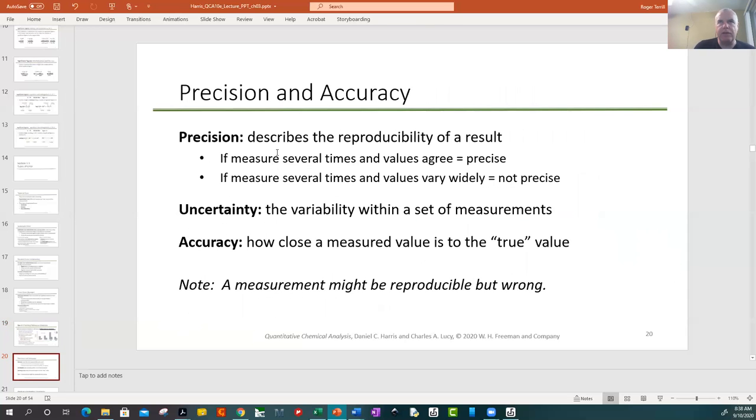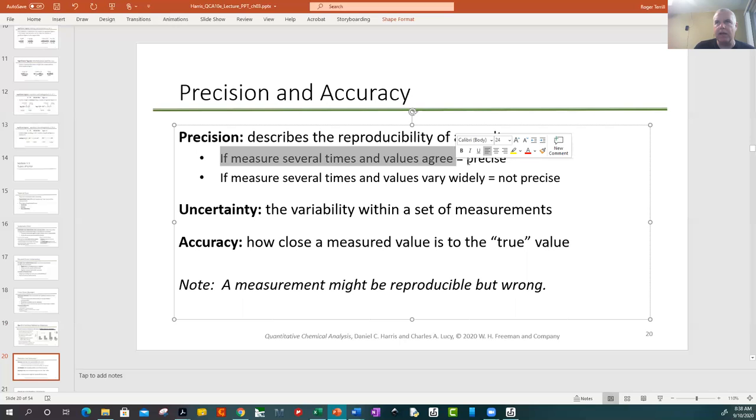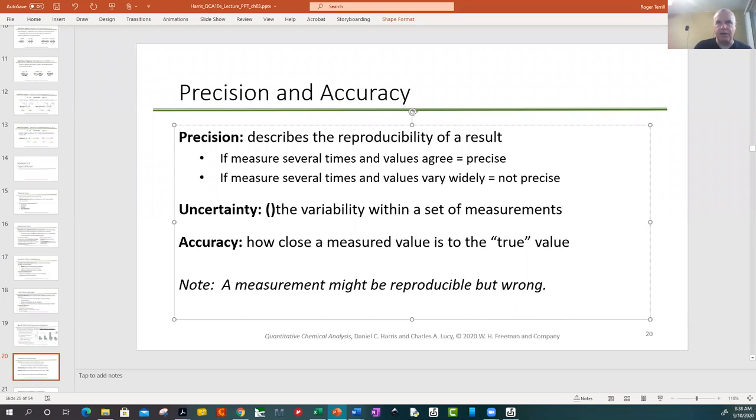Then these are more definitions of precision and accuracy. If several measurements agree, then your method is precise. If several measures vary widely, then your method is not precise. Uncertainty is defined as the precision. It's kind of like, what is this? Uncertainty is basically that precision.